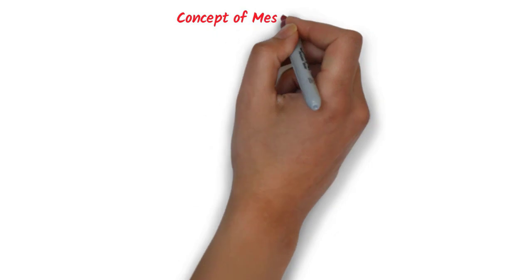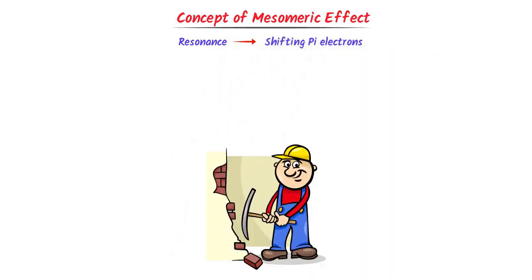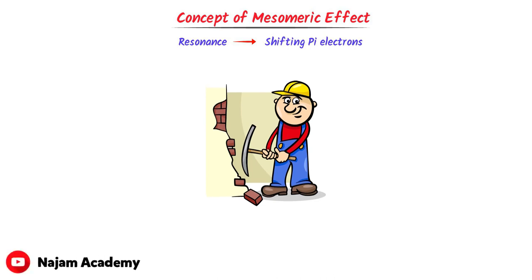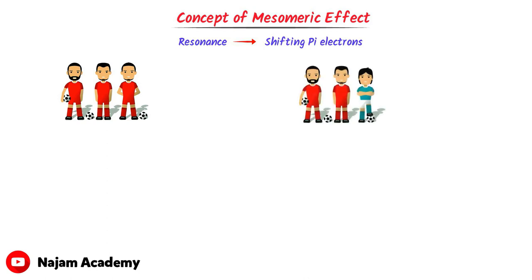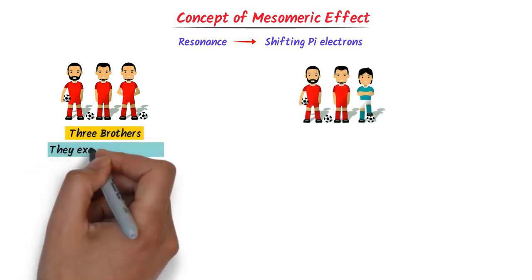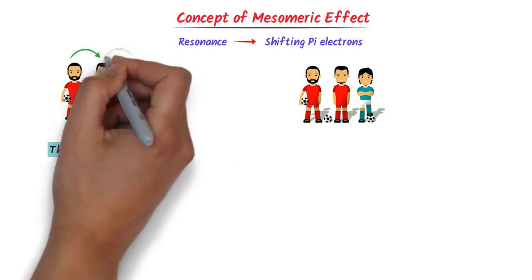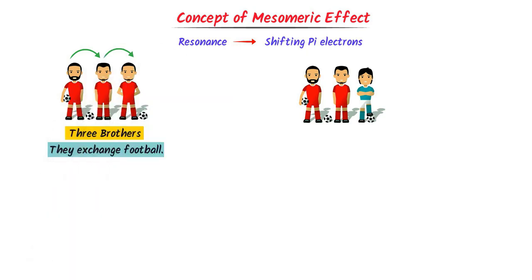Now let me teach you the basic concept of mesomeric effect. Well, we already know that resonance is the possibility of shifting pi electrons. Now I will use the analogy of resonance, which will make things super easy. For example, consider these two cases. In the first case, let these three brothers exchange football. I mean, the first brother gives the football to the second one and the second one gives football to the third one. Similarly, consider this organic compound.